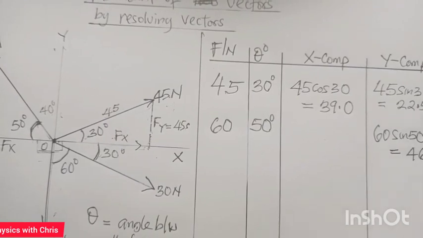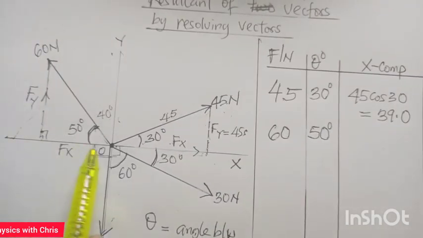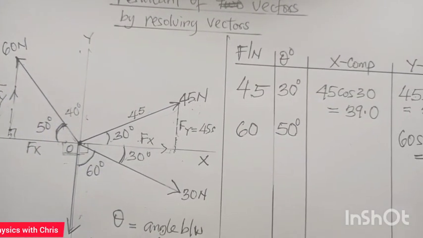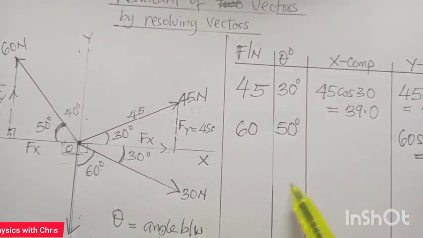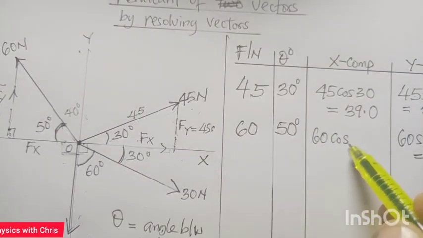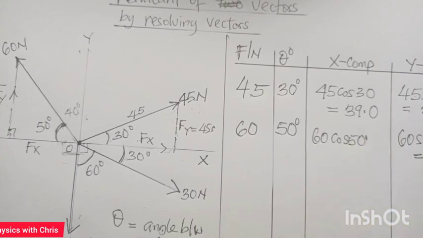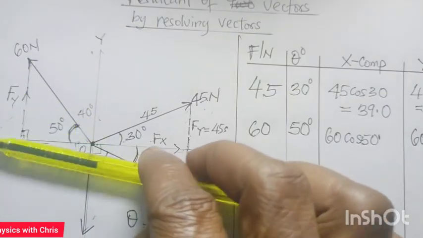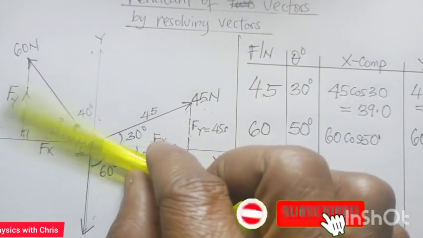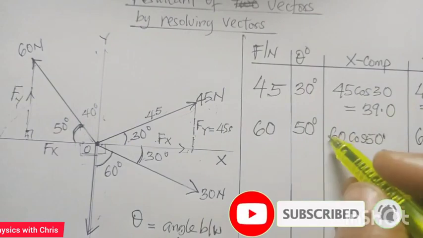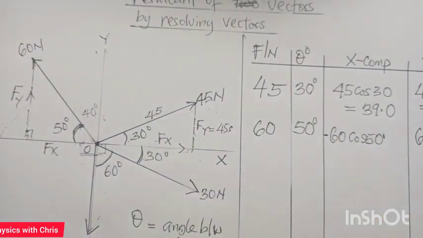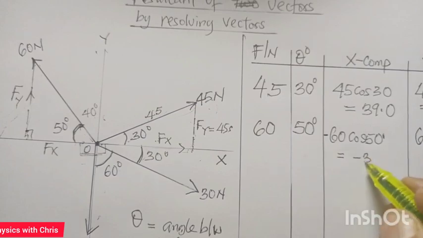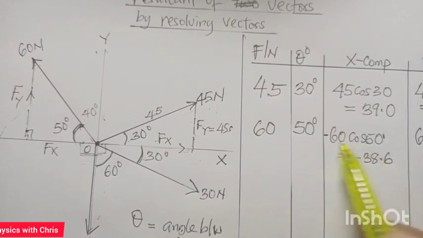Okay, so I need to come back and look at my Fx component, that is adjacent over hypotenuse, that is cosine. That gives me 60 cos 50. Now you need to watch out for something here. Let's come back again. Resolve this vector horizontally. It points along the negative x-axis. If you resolve it, it points this way. So we are going to insert a negative sign here. Negative 60 cos 50. That will give me minus 38.6. That is, you multiply this by this.